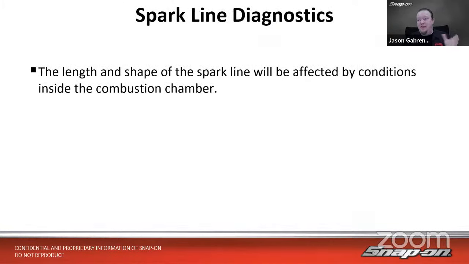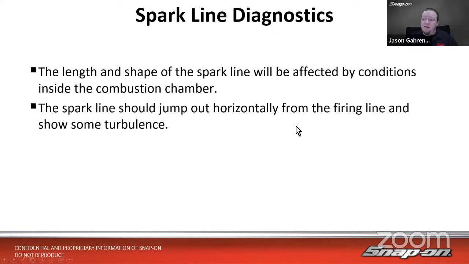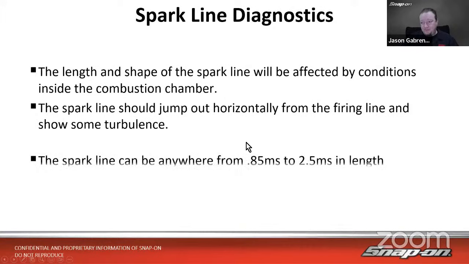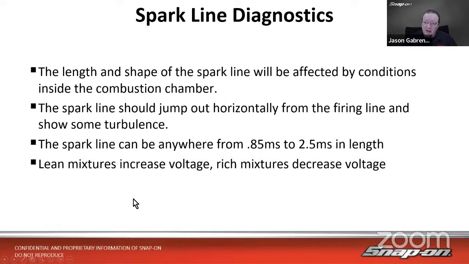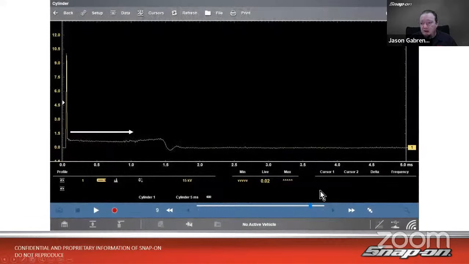So the length and shape of the spark line will be affected by conditions inside the combustion chamber as well, just like our firing. The spark line should jump out horizontally from the firing line and show some turbulence. Like I said, we should see some ups and downs in there. The spark line can be anywhere from 0.85 milliseconds to about 2.5 milliseconds in length. Lean mixtures increase, rich mixtures decrease, like we said. So how do we show that?